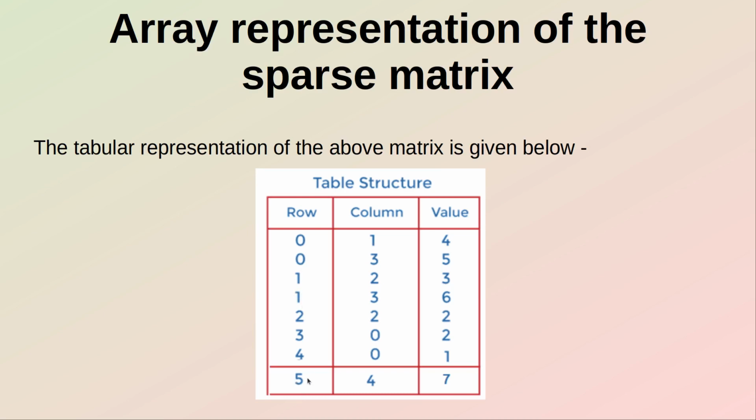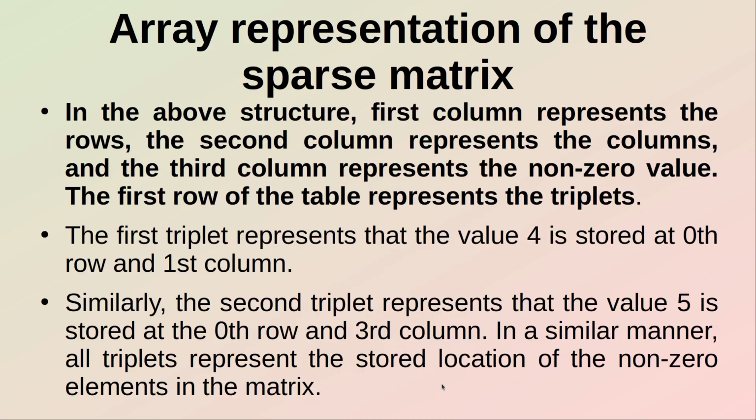So this is a total of 5 rows and 4 columns, 20 elements. Only 7 values belong to non-zero elements. So we store only 7 elements. That's why it takes very little memory. The computation time is also reduced.